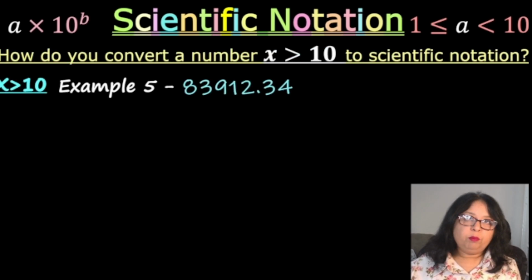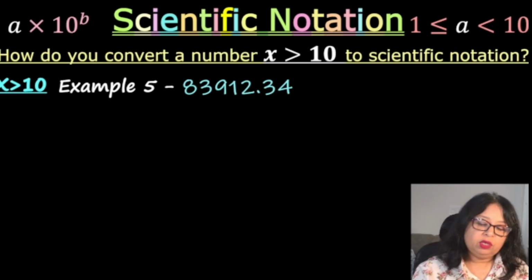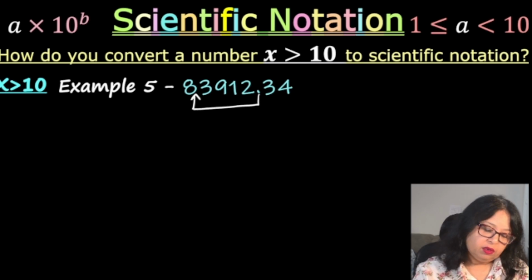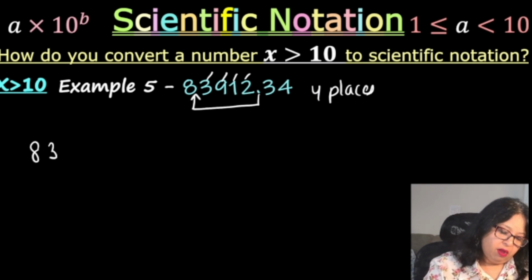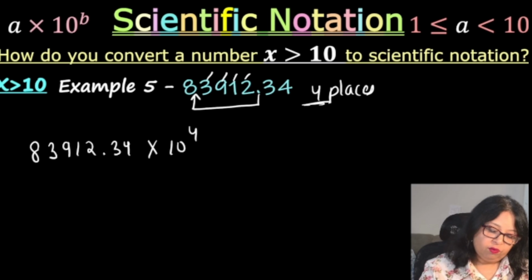Example 5. Again, given a number larger than 10. So by how many places do you need to move the decimal over to the left? 4 places. So 1, 2, 3, 4. 4 places. Write down the number 83912.34 times 10 to the power 4, divided by 10 to the power 4.